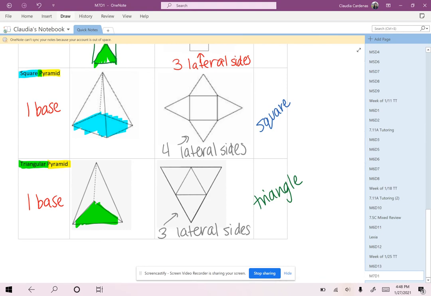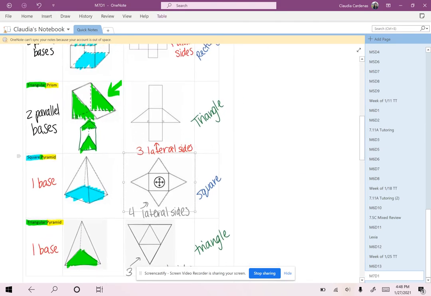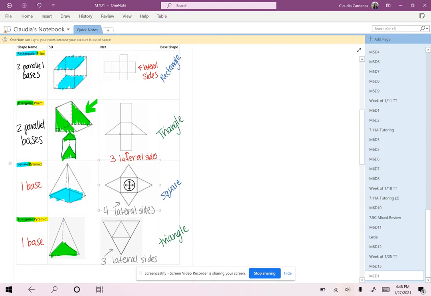Alrighty, we're going to take a moment to keep that in our notes, and we're about to transition to actually breaking down 3D figures into nets. So here's one more glance. You can pause and write this in your notebook.